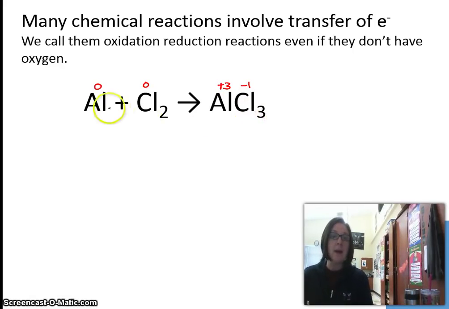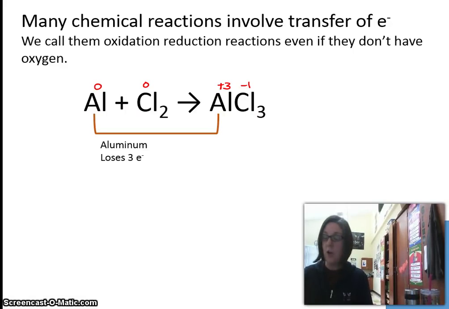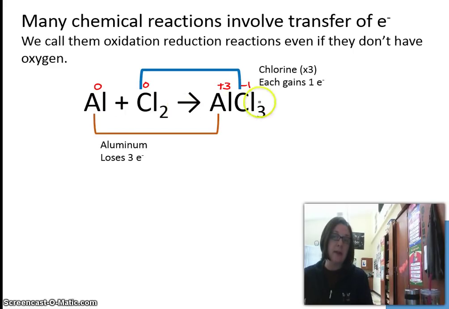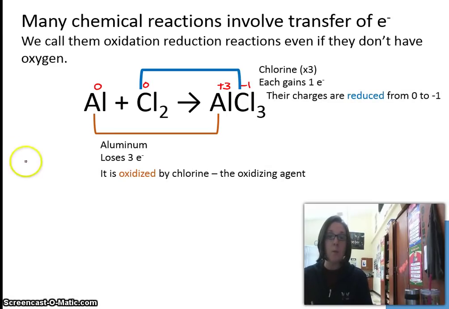So if we take a look at what happened, the aluminum loses 3 electrons in forming this compound. The chlorine, each of them gained 1 electron. So if we apply those terms, oxidation and reduction, the aluminum was oxidized because it lost electrons, but the oxidizing agent, the thing that oxidized it, was chlorine. The chlorine was reduced because it started out with a charge of 0 and that went down to -1.